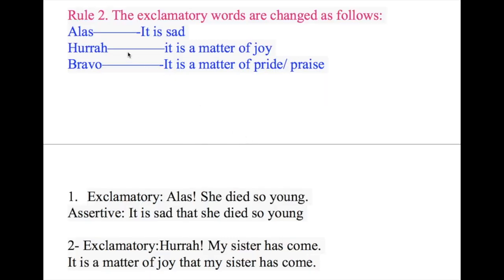We are going to see the second rule. The exclamatory words are changed as follows. Alas becomes 'it is sad'. Hurrah, 'it is a matter of joy'. Bravo, 'it is a matter of pride or praise'. So the sentence is, alas, she died so young. It is going to become, it is sad that she died so young. Exclamatory: hurrah, my sister has come. It is a matter of joy that my sister has come.